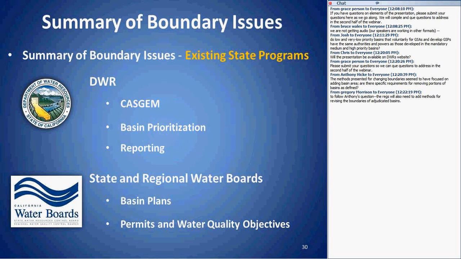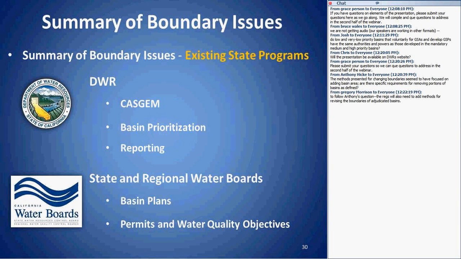Relating to existing state programs, and this is broken into issues related to DWR as well as state and regional water boards. One of the key issues related to DWR is the CASGEM, or California Statewide Groundwater Elevation Monitoring Network program, and compliance with that program, which enables local agencies to receive state grants. So if basin boundary changes affect CASGEM compliance, that might limit access to state grants.